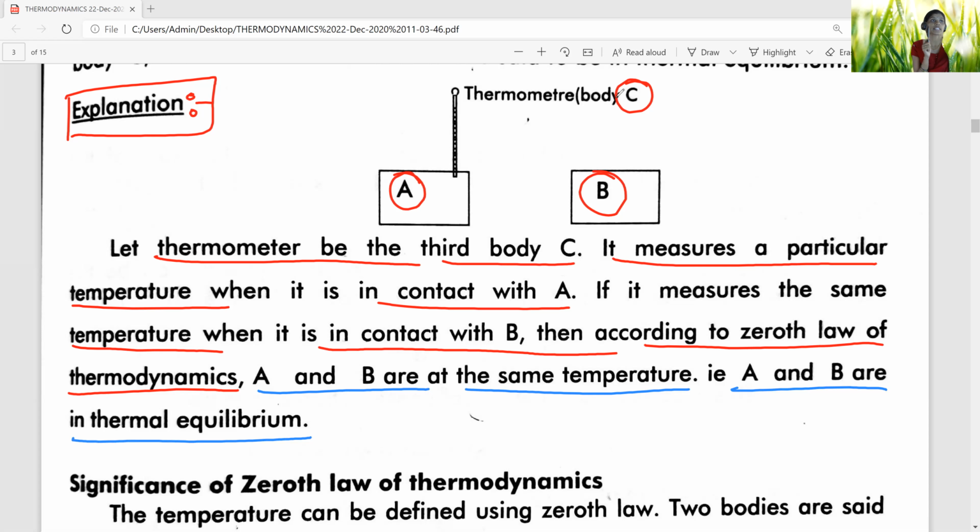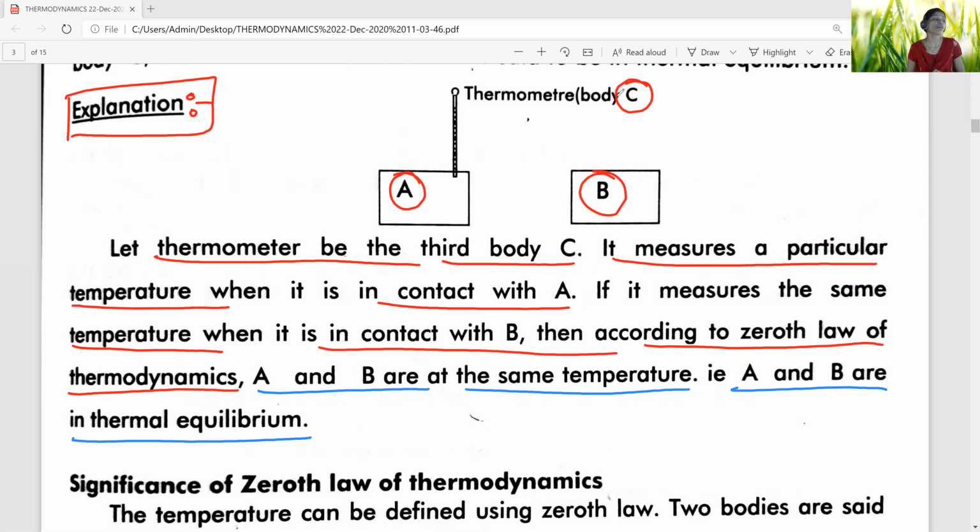Here we consider 2 bodies A and B. These 2 bodies are in thermal equilibrium. Take one thermometer, and consider it as the third body. A and B are the 2 bodies that we consider. The thermometer measures a particular temperature when it is in contact with A. If it measures the same temperature when in contact with B, then according to the zeroth law of thermodynamics, A and B have the same temperature. Only when A and B are in thermal equilibrium can we say A and B are at the same temperature. So this is according to the zeroth law of thermodynamics.